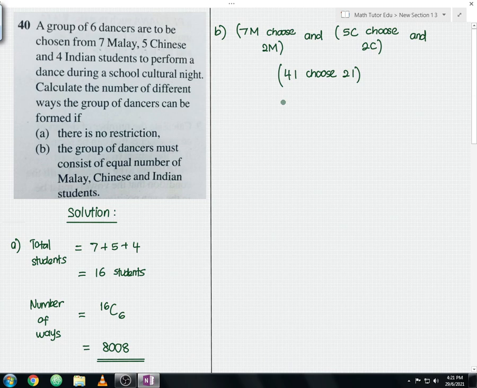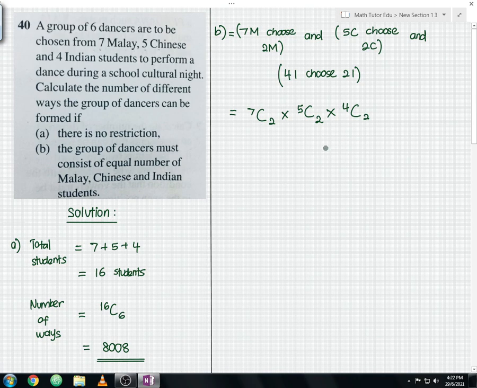Now we're going to convert this information into the equation form. From 7 Malay students, you choose 2 Malay students, so it will be 7C2. Since there is an 'and' over here, you need to multiply. Out of the 5 Chinese students, you are required to choose 2 Chinese students, so it will be 5C2. And there is an 'and' over here, so you need to multiply. Out of the 4 Indian students, you are required to choose 2 Indian students, so it will be 4C2.